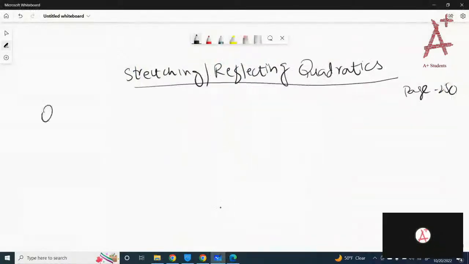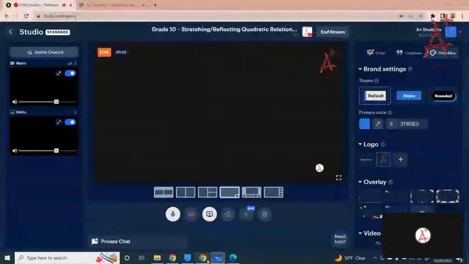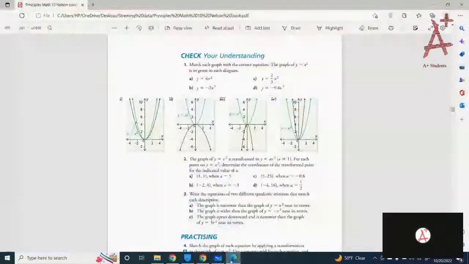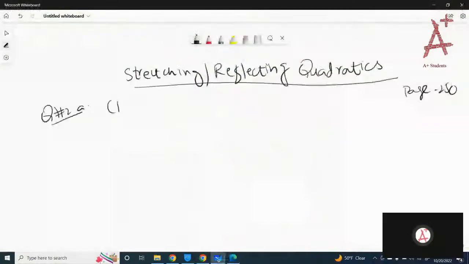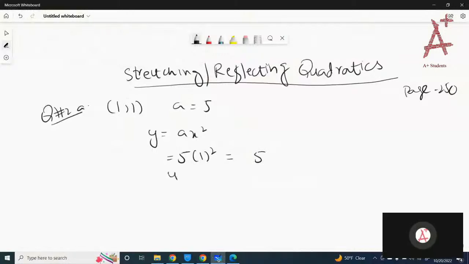The point in question number 2 part a is 1, 1 and a equals 5. So you have y equals ax square. So a is 5 and x is 1. So 5 times 1 square is 5. That means y is 5. The coordinates of the transformed point are now 1 and 5. This is the transformed point.